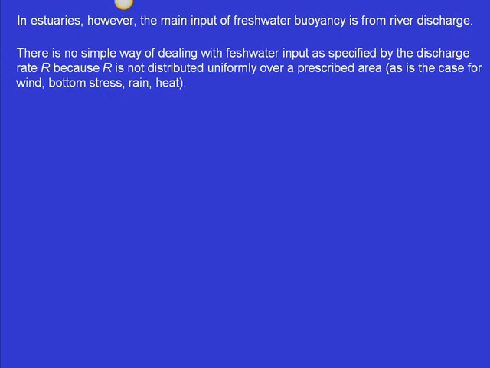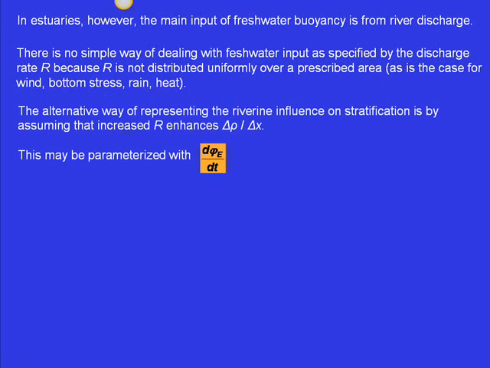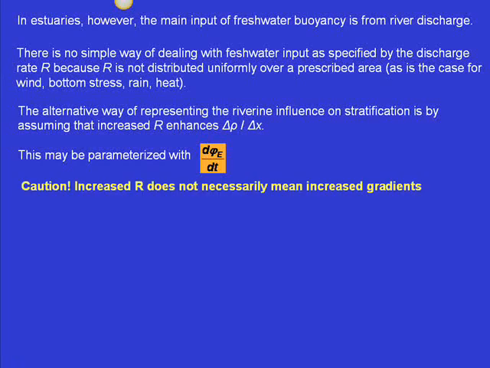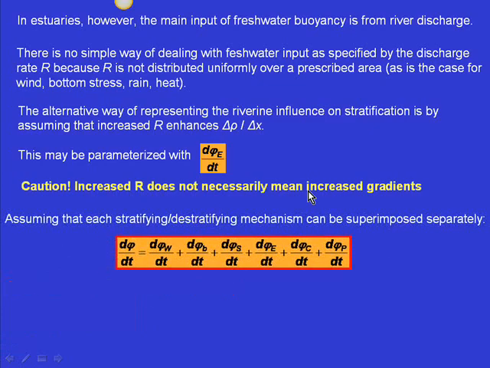And this is something that's already been discussed here. There's no simple way of dealing with freshwater input, because the discharge is not distributed uniformly over a prescribed area, as is the case of wind stress, bottom stress, rain and heat. So the alternative way of representing the riverine influence on stratification is by assuming that increased river discharge will enhance the horizontal density gradient. As mentioned, that might not be the case all the time, because increased river discharge may not mean increased density gradient.